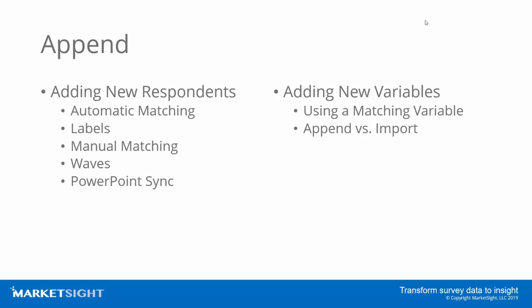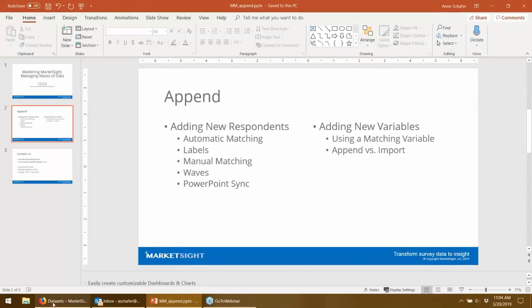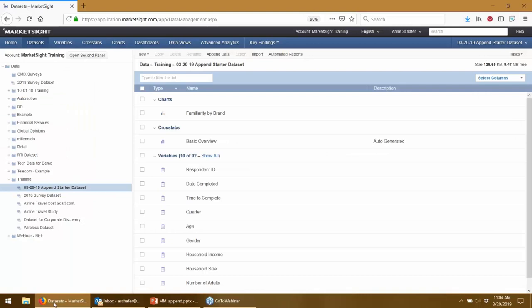We'll also be taking a look at adding new variables to the data set through the Append function, including things like utilizing a matching variable or a unique identifier, and deciding between Append versus upload and import of data, which is the better approach. All right, so switching back into MarketSight here.